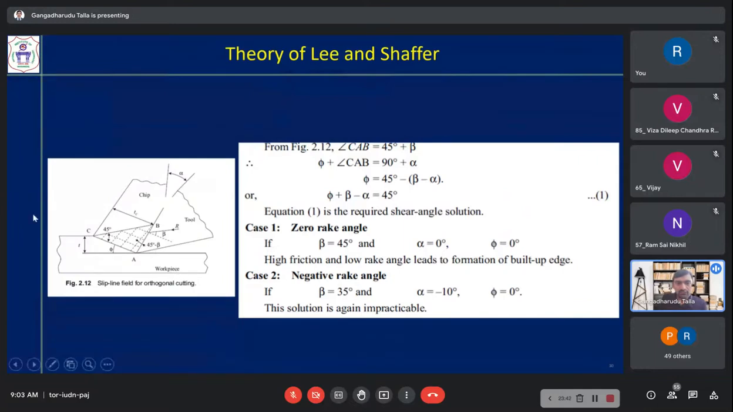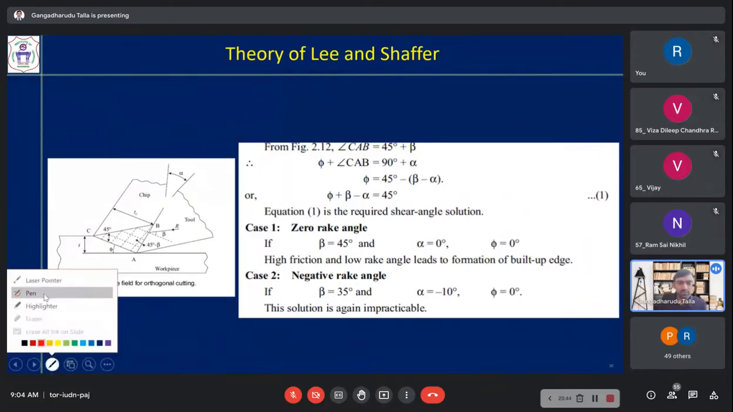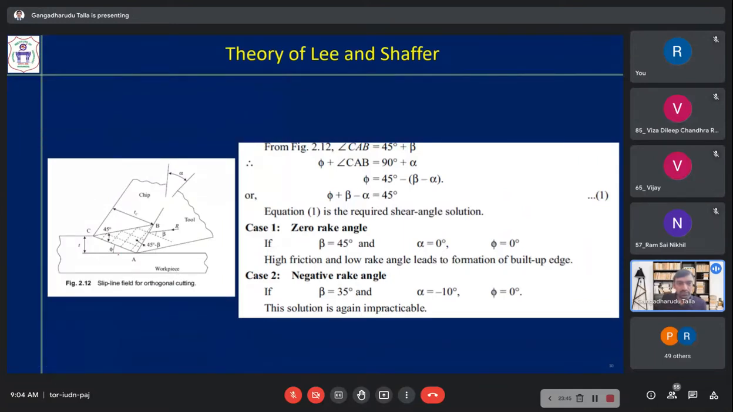Now Lee and Shaffer proposed that shear force is not acting only along the shear plane. The material getting plastically deformed along the shear plane was the assumption in Merchant theory. Now, according to Lee and Shaffer, the material is getting plastically deformed over a volume or a small zone. It is not along a single plane.